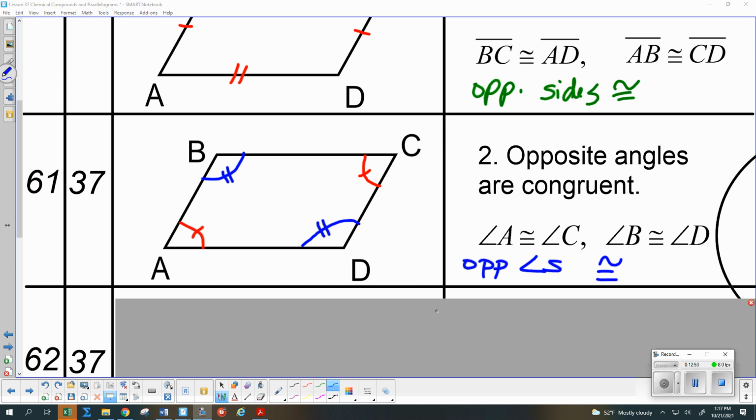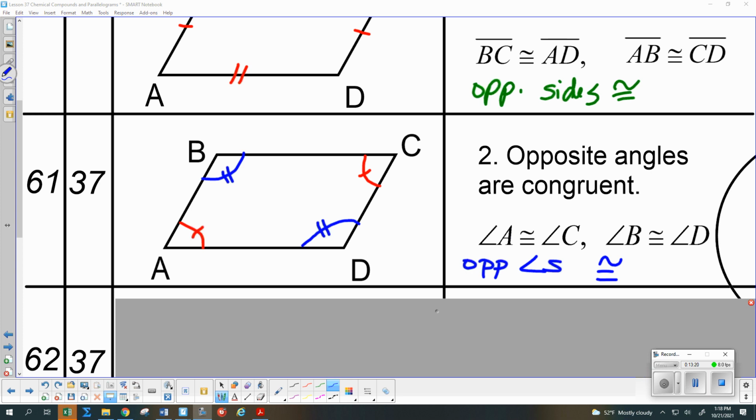Opposite sides parallel, opposite sides congruent, opposite angles congruent. Somebody give me a guess, what would happen if I took adjacent angles, the angles that are next to each other? What do you think would happen if I took A and B, one acute and one obtuse? Ada, what do you think would happen? It would add to 180.